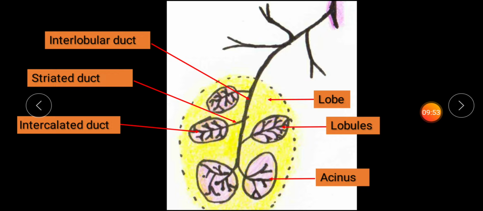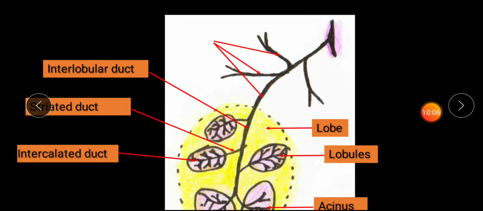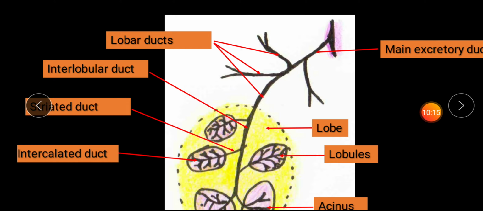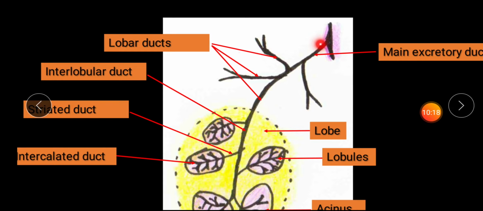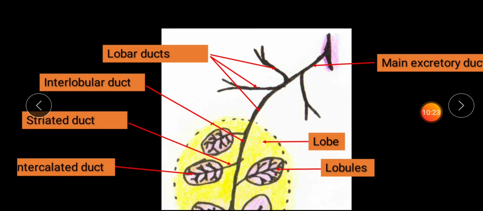After the striated duct you have this duct, known as the interlobular duct. After the interlobular duct there is a joining of the ducts carrying secretion from the individual lobes, termed the lobar duct. Here you can see these three lobar ducts uniting with each other and ultimately forming a single duct known as the main excretory duct, which opens into the oral cavity. So, this is the arrangement of the acini as well as the duct system.